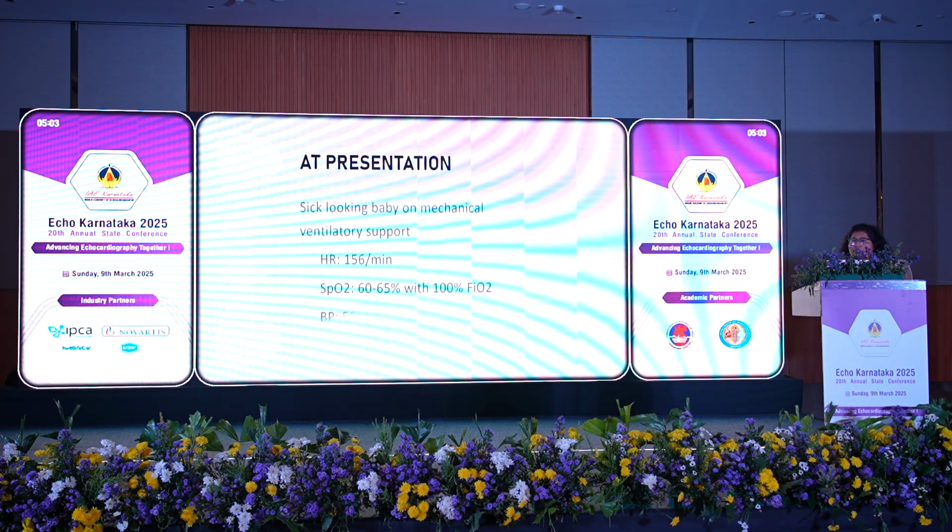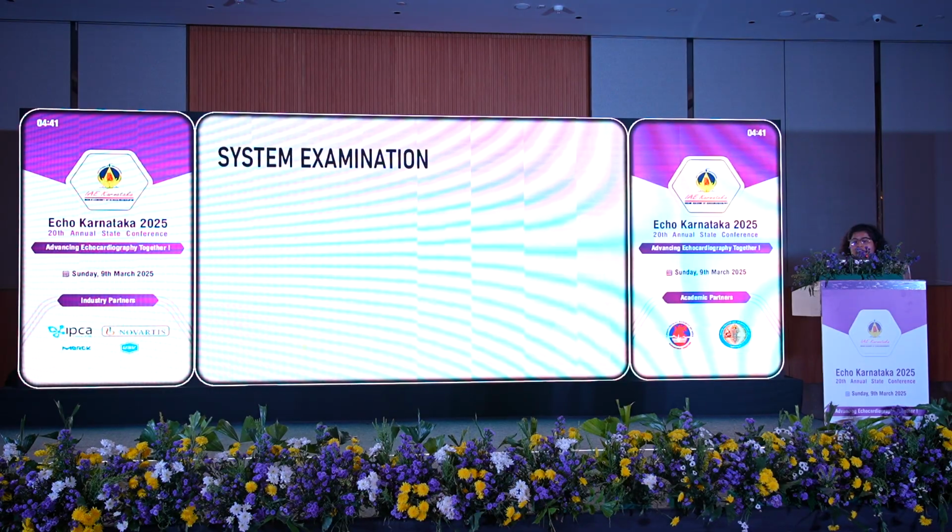So at presentation, the baby was sick looking, on ventilator support with a heart rate of 156 per minute, and was not maintaining saturations, with a SpO2 of only 65% despite being on 100% FiO2. The blood pressure was 58/46 millimeters of mercury with inotropic support, and the pulses were felt equally in all 4 limbs. Cardiovascular examination showed a normal S1, the S2 was loud, and a soft systolic murmur was appreciated in the parasternal area.